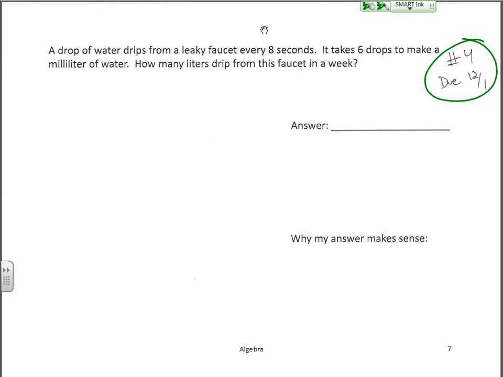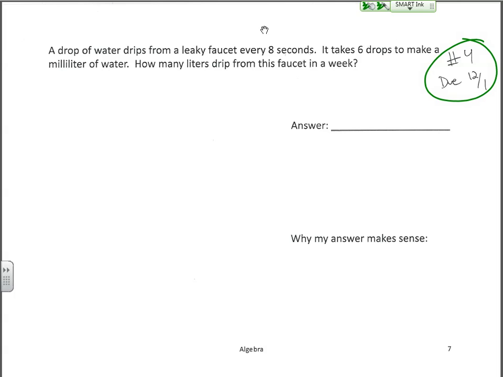So the first logic question here: a drop of water drips from a leaky faucet every 8 seconds. It takes 6 drops to make a milliliter. And the question is, how many liters drip from the faucet in a week's time? So there are 2 conversions here that you have to work yourself through.